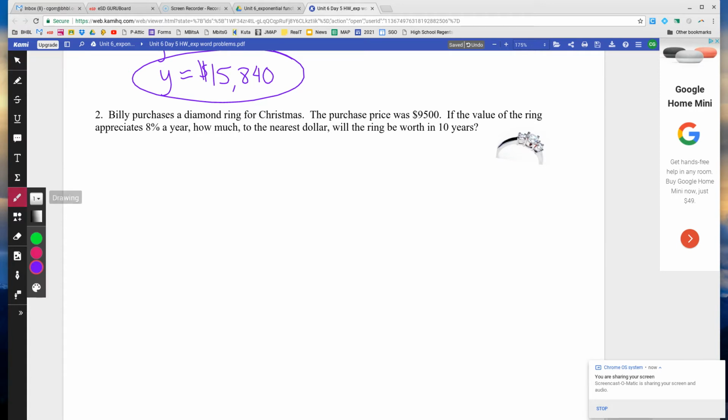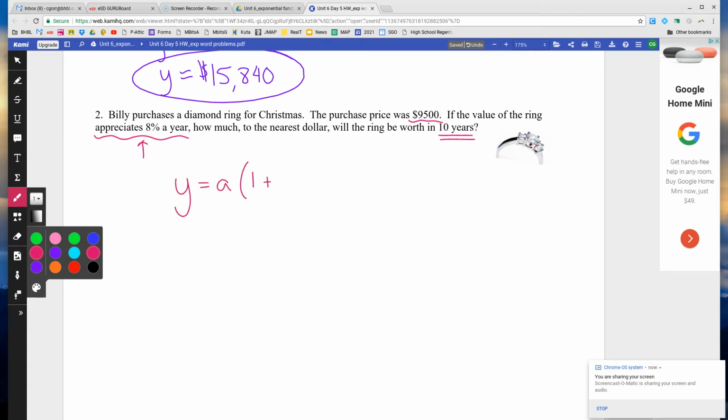Billy is purchasing a diamond ring for Christmas. The purchase price is $9,500. What is the value if the ring appreciates 8% in a year, meaning we are going up in value? How much will the ring be worth in 10 years? So this time, when I write my exponential formula, I'm going to account for the fact that we are going up. So I am going to add my R value.